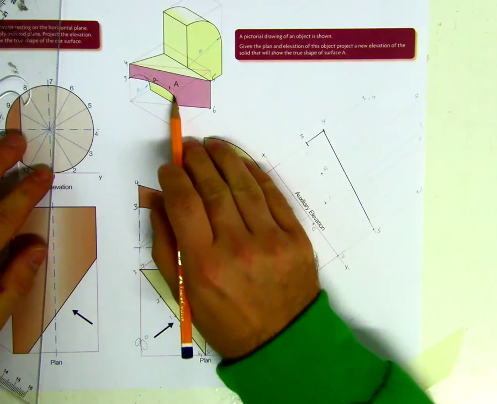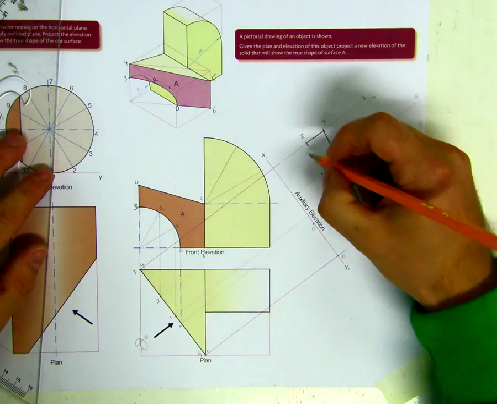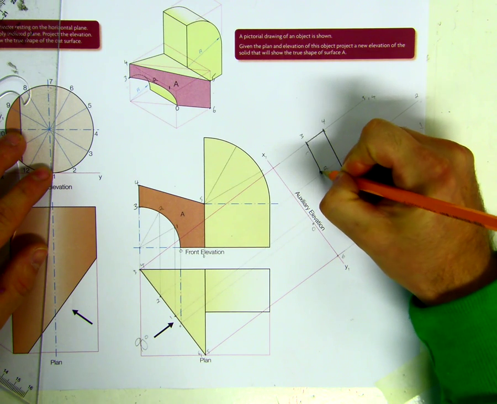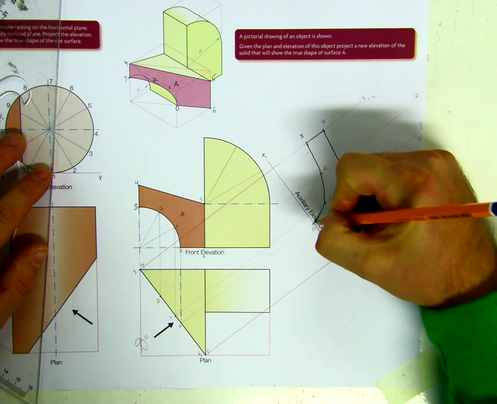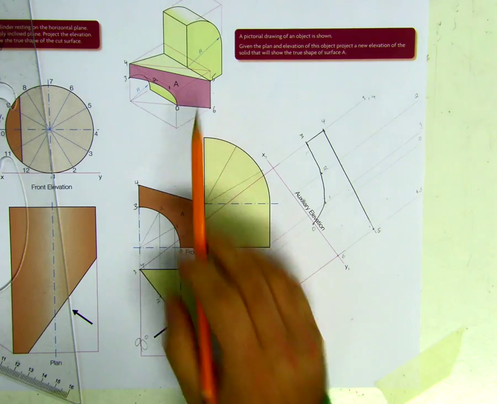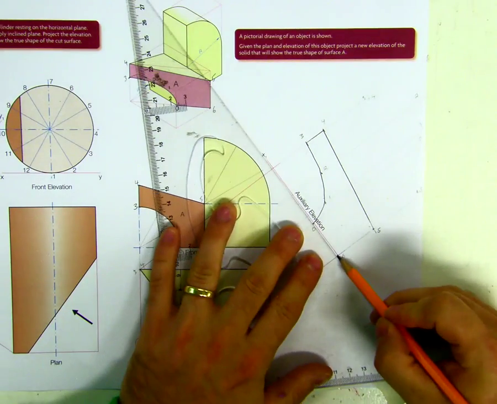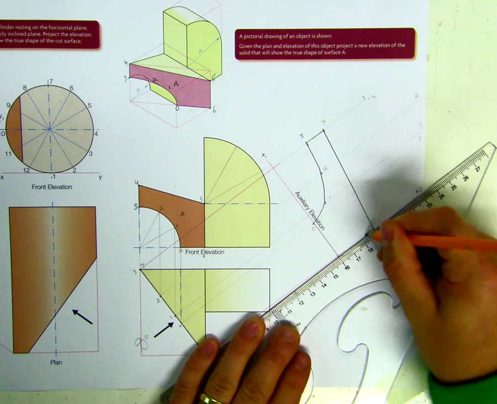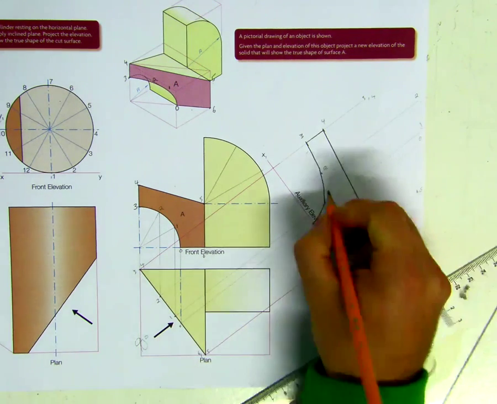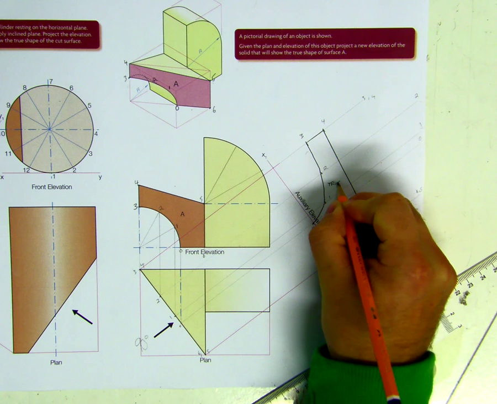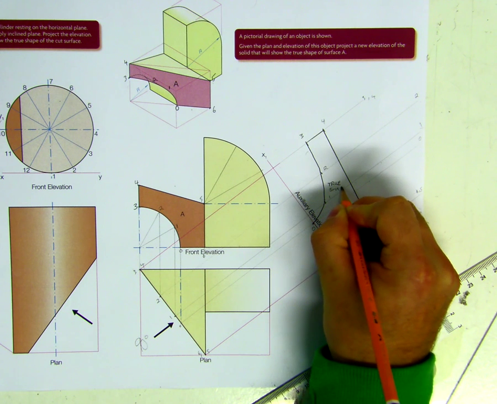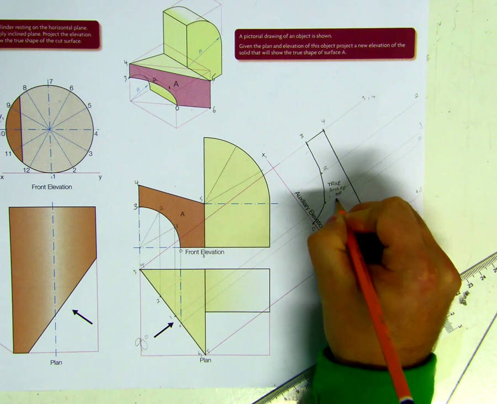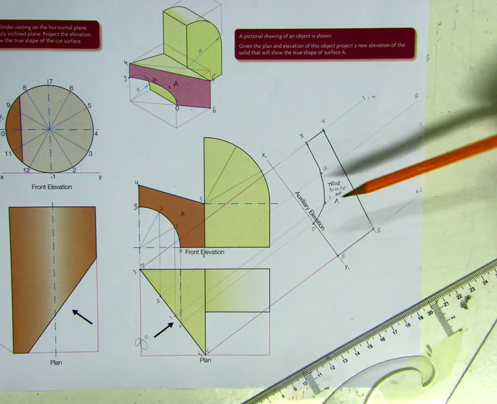We know then 3, 2, 1, 0, or 0, 1, 2, 3, is a curve. So I'm going to freehand curve that all the way down to 0. 0 to 6 and 6 to 5 are straight edges. So use our set square to set that up. So this is the true shape of A. Okay, so true shape of A.